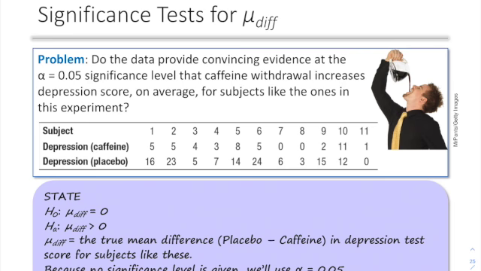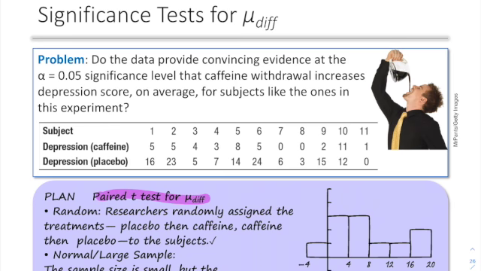So our null hypothesis is that mu sub diff is 0, and the alternative is that it's greater than 0, because it's talking about withdrawal increases depression, where mu sub diff is the true mean difference, placebo minus caffeine, in depression test score for subjects like these. Because no significance level is given, we use alpha as 0.05.